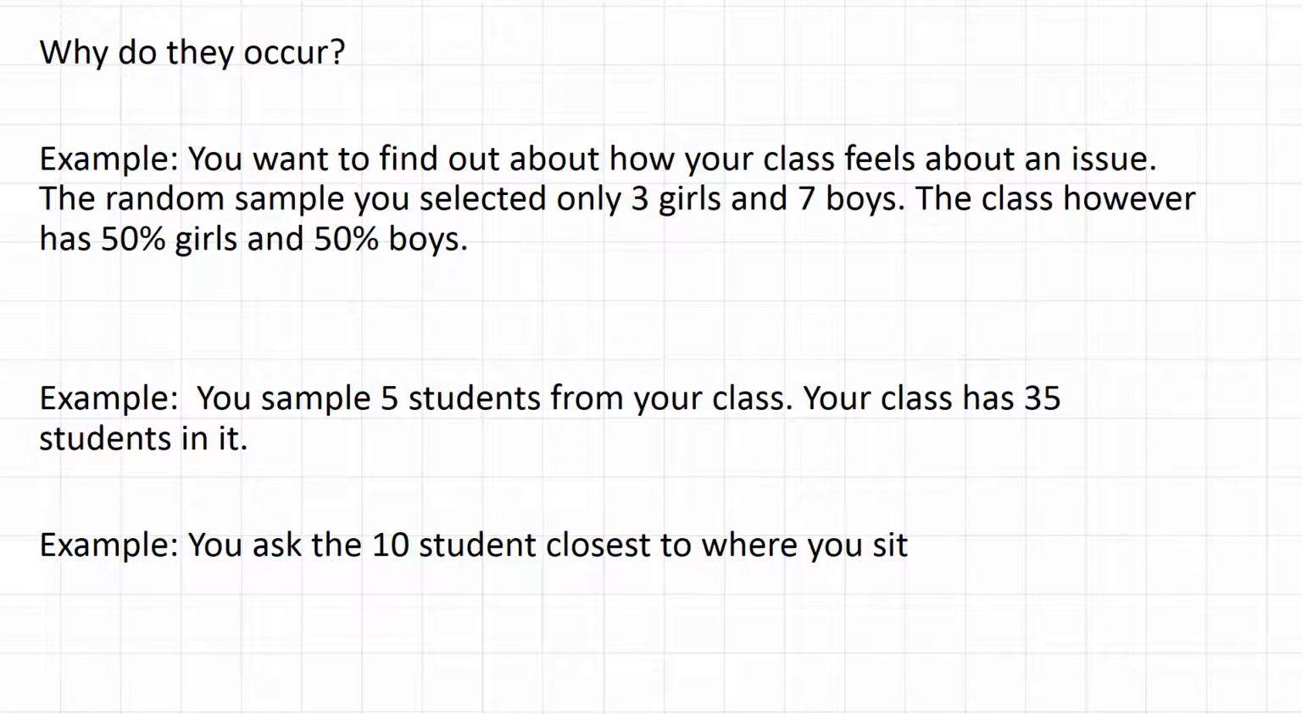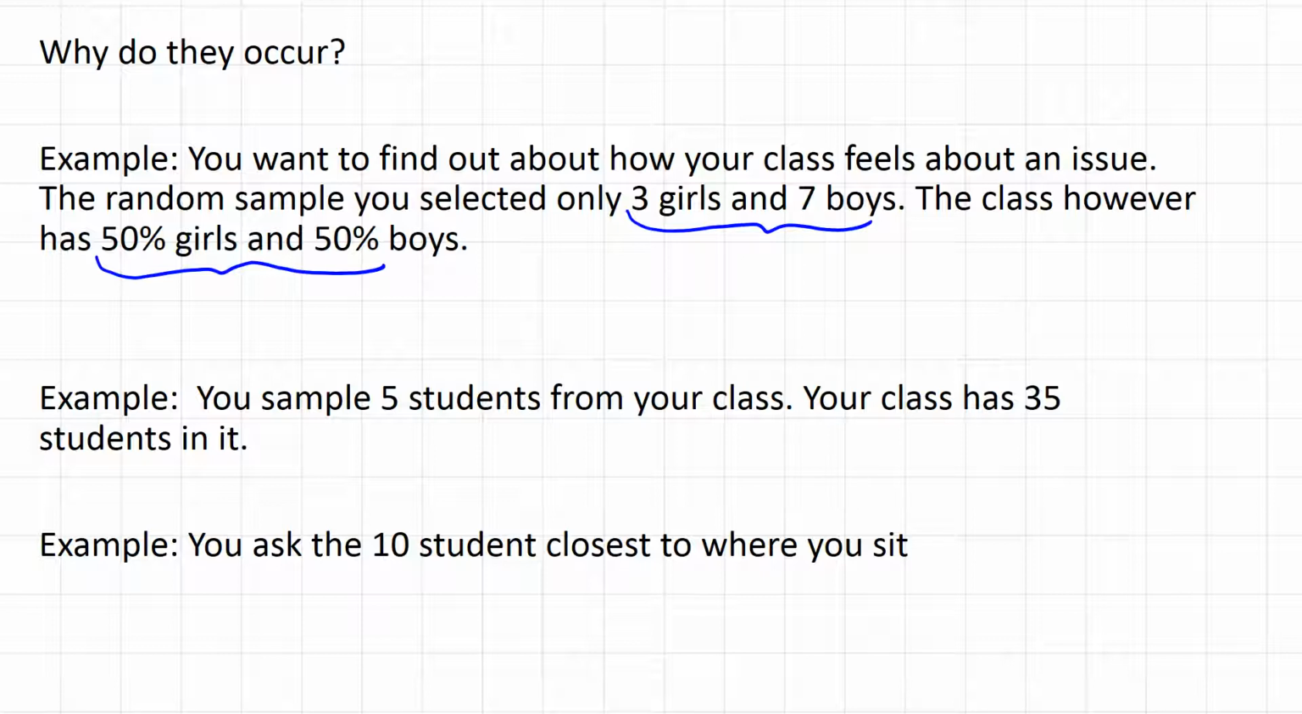So why do they occur and how do they occur, since we know they're unavoidable? Let's take a look at the examples that we've got here to analyze that. If you want to find out about how your class feels about an issue, and in the random sample you selected only 3 girls and 7 boys, the class, however, has 50% girls and 50% boys. What kind of sampling error is that? Well, the proportions are different. This is the class proportion, and this is the proportion in your sample.